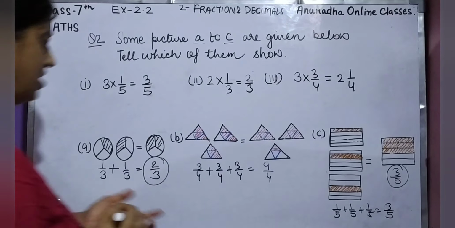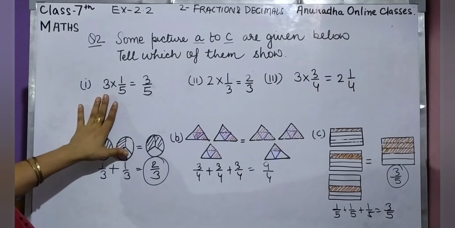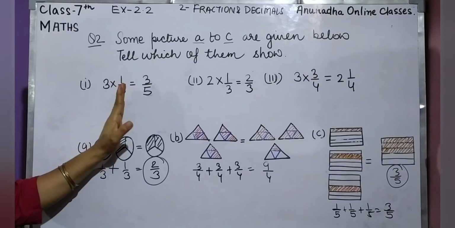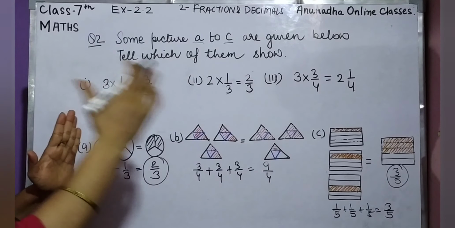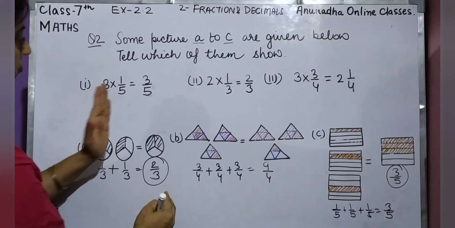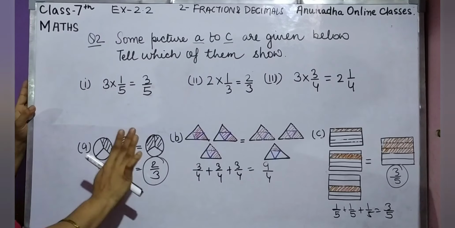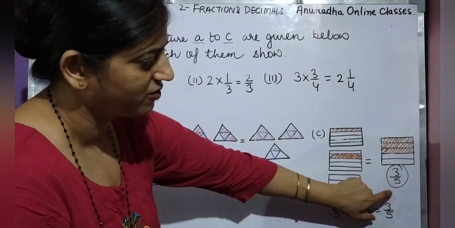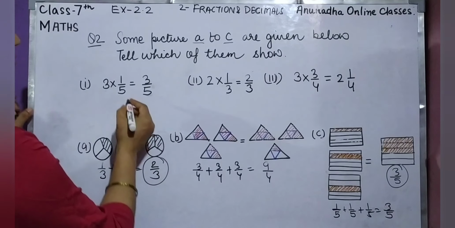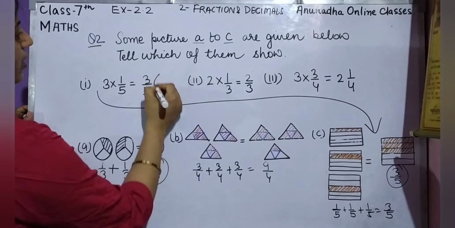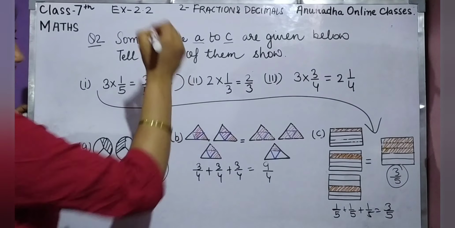Right? Now let us see. The first one is what given? 3 into 1 by 5. That is 1/5 comes 3 times. Now see, 1/5 comes 3 means 3 are shaded out of 5. 3 are shaded out of 5 is this one. So you can match it like this, or you can write C here.